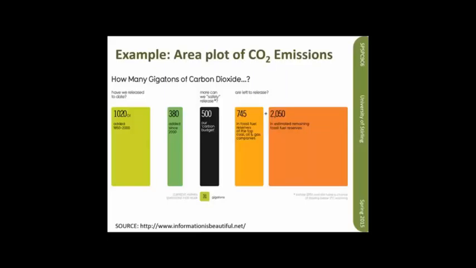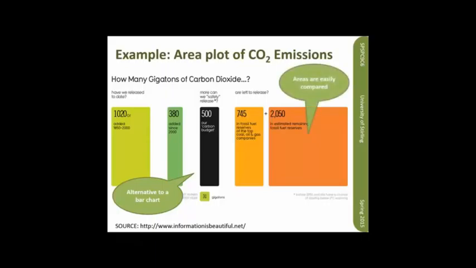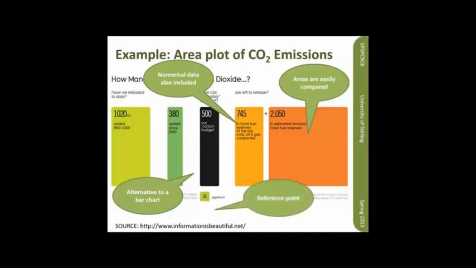So this, by using area and color, is able to communicate the relative sizes of these numbers more persuasively than just a table might. So it provides an alternative to the bar chart where we're not using height, we're using area. The advantage of area is it's quite easy to compare them. It's quite easy for our eyes to tell whether one area is bigger than another and make comparisons. And this visualization also includes the numerical data, so you can actually read off the numbers as well as getting a sense of their magnitude.